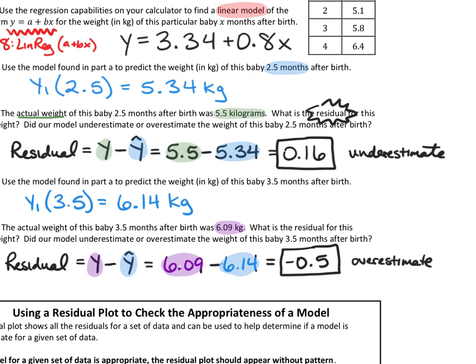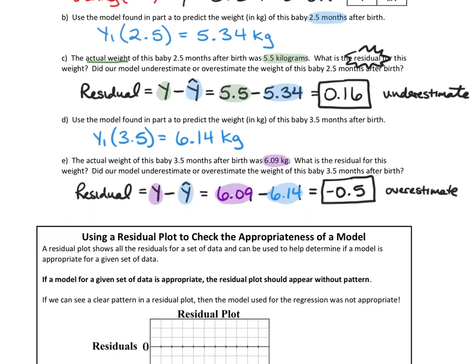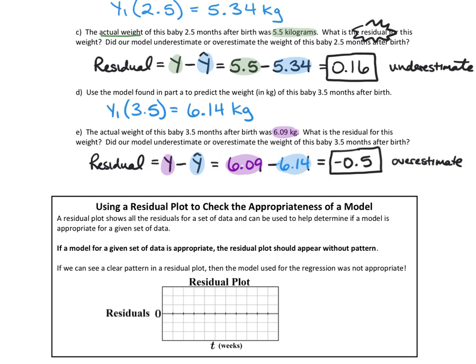Let's draw some conclusions about residuals, because yes, ma'am? Does it always have to be negative if it's overestimated? I am so glad you asked that, because yes. If we put this into a conclusion right here, did y'all hear her question? Is it always going to be overestimated if the residual is negative?